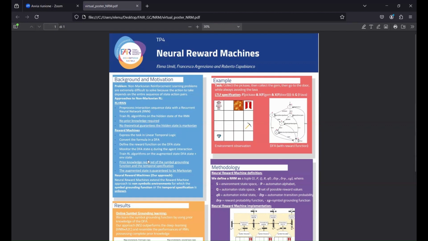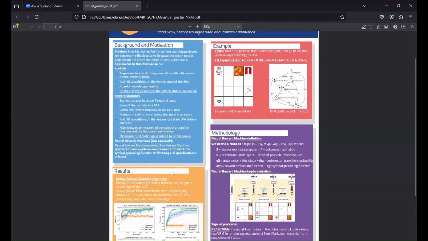The other approach is instead purely symbolic, the popular reward machine approach, where we have the state of the environment, which is augmented with the state of the DFA. This new state representation is guaranteed to be Markovian, but it requires prior knowledge of both the symbol grounding function and the temporal specification, so full prior knowledge. Neural reward machines, our approach, are an extension of reward machines to non-symbolic environments for which the symbol grounding function or the temporal specification can be unknown.